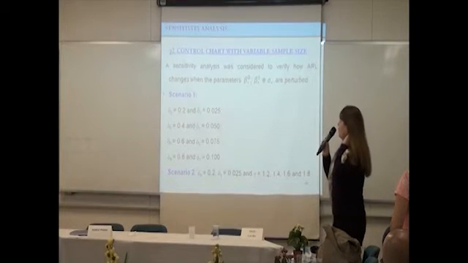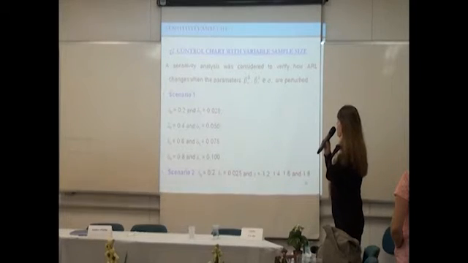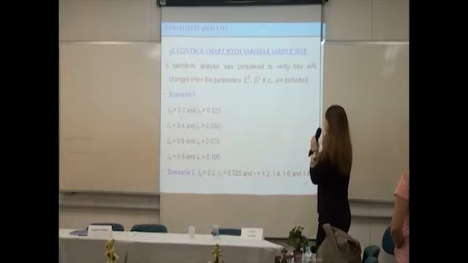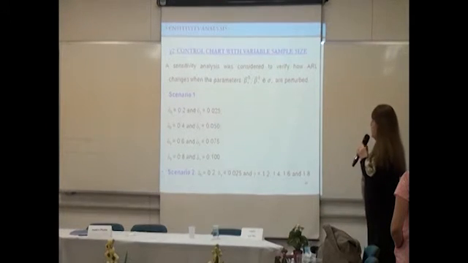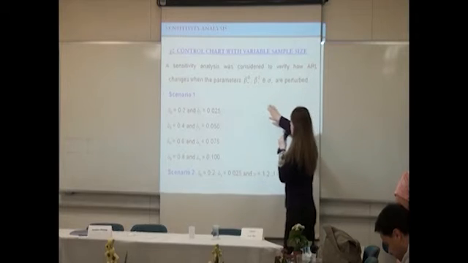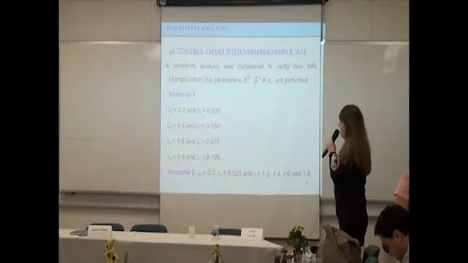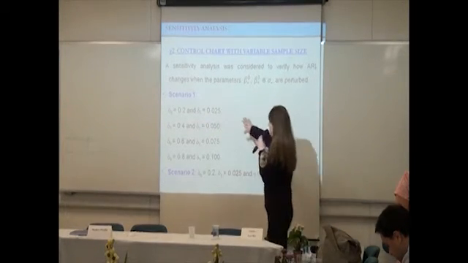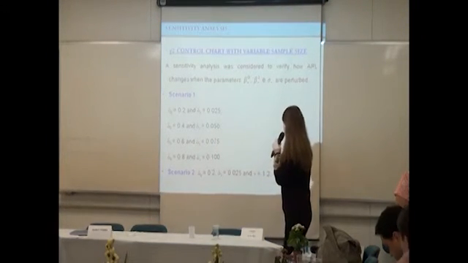A sensitivity analysis was done just for the variable sample size. It was considered to verify how the average run length changes when the parameters beta 0, beta 1, and sigma are perturbed. In scenario 1, you consider these values here. In scenario 2, you consider these values here.